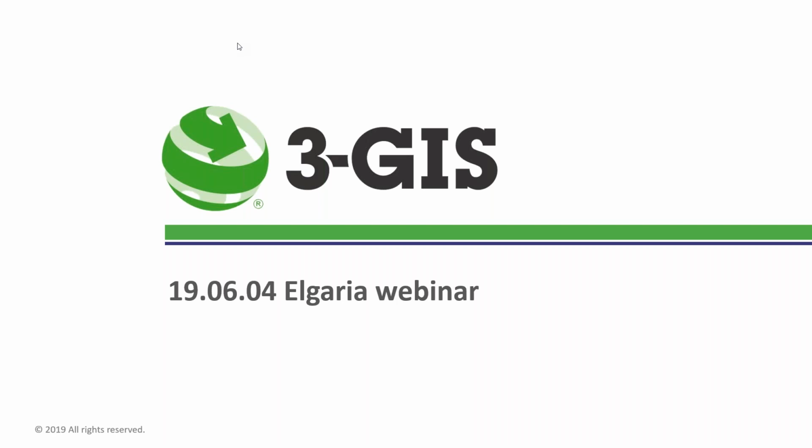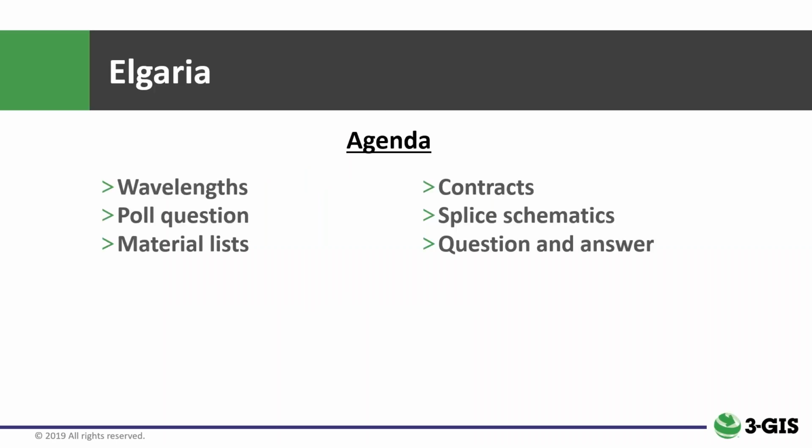But we're just going to go ahead and jump right into it today. We are scheduled for 30 minutes, so it is going to be pretty tight. Just go ahead and look at our agenda. First thing we're going to look at today is our new wavelengths tool. We do have a couple poll questions we're going to ask you guys, and we'll share those results with you. Then we're going to go over our materials list, which is something that you guys can use for feature creation. We'll look at how you can now associate contracts with fiber cables and other equipment. And then our splice schematics, which offers a visual breakdown of the connectivity of your network. We will have some time at the end for questions and answers.